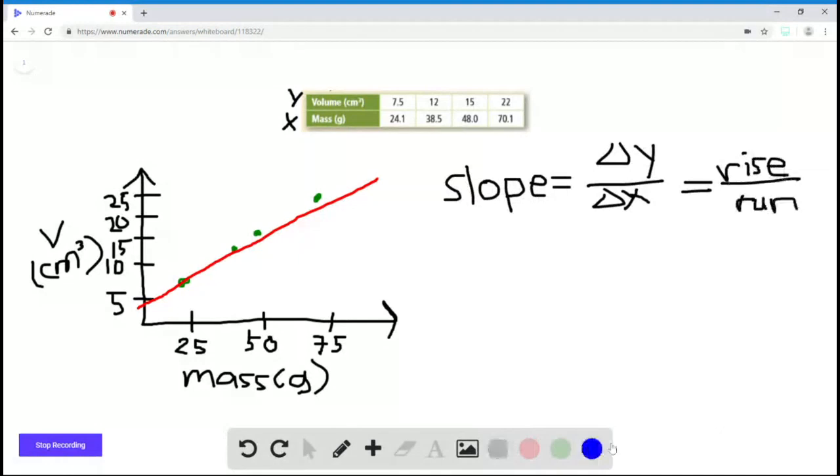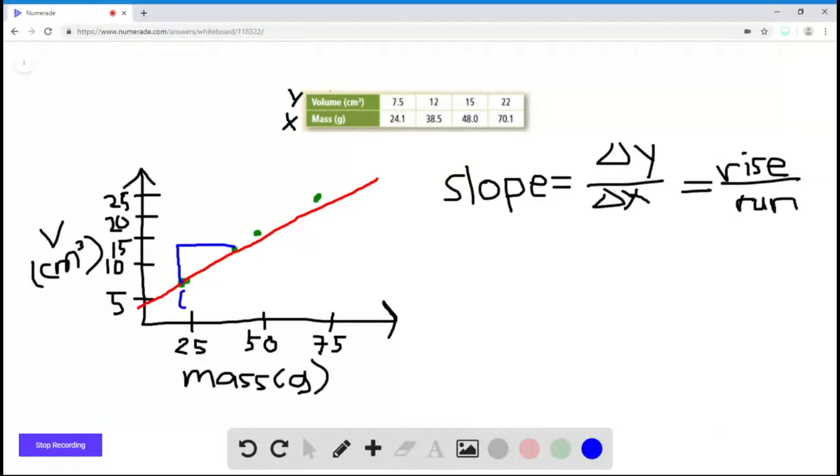So for these problems, it doesn't matter which points you choose. So you could choose points 1 and 2, 1 and 3, 1 and 4, 2 and 3, 2 and 4, 3 and 4, essentially any 2 points you want. So for me, I'm just going to choose the first 2 points, kind of make it easy. So we're going to look at the slope defined by these 2 points.